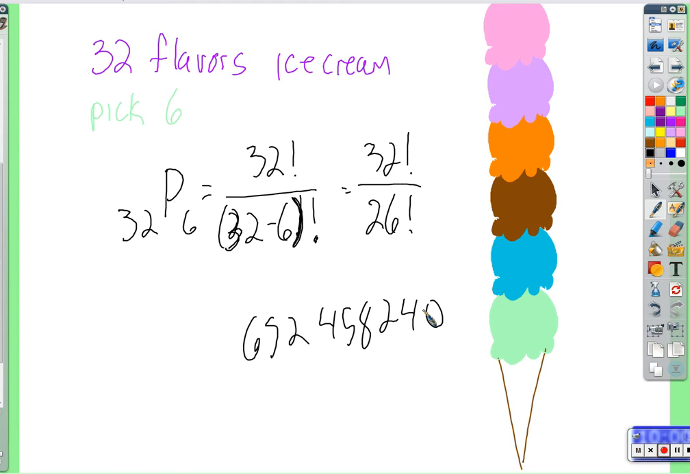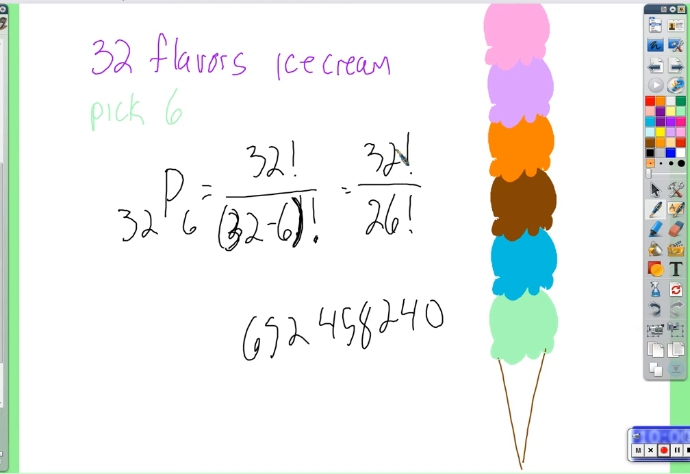But I also want you to grasp the idea that 32 factorial would be how we order all 32 of these flavors, a lot of ways. And dividing by 26 factorial eliminates 26 all the way down to 1. All of those last 26 we get rid of, leaving only the top 6 positions starting at 32, going down to 31, 30, 29, 28, 27.